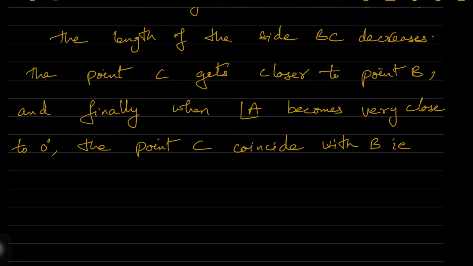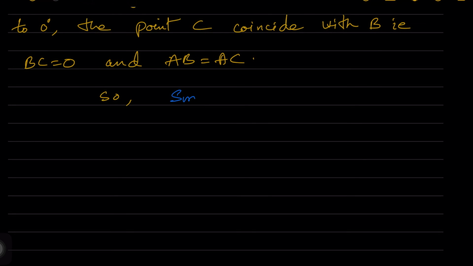So angle A becomes very close to 0 degrees. So therefore at this point C coincides with B, that is BC is equal to 0 and AB is equal to AC. So sin theta is equal to BC by AC, which is equal to 0 by AC, which is equal to 0.